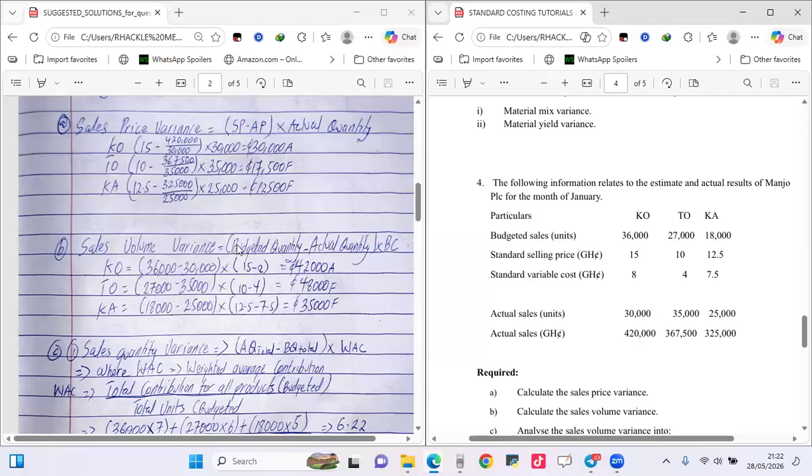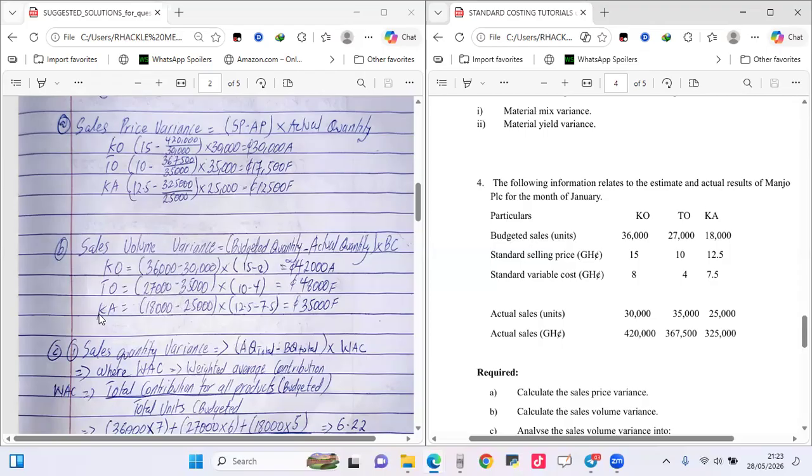Why is it adverse? It's adverse because the budgeted quantity was higher than the actual quantity. That's why we are having an adverse here. Now we do the same thing for TO. 27,000 minus 35,000 times the contribution will be 10 minus 4. So we multiply and then we get this 48,000 favorable because the actual quantity was more than the budgeted. Just as simple as that.